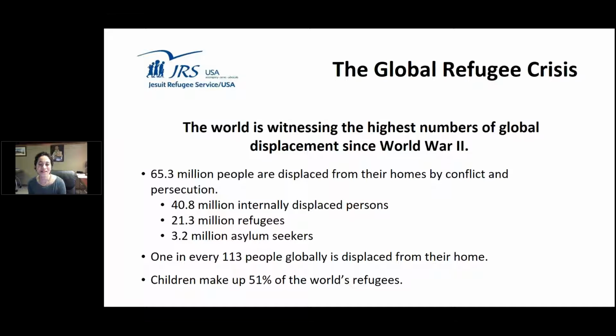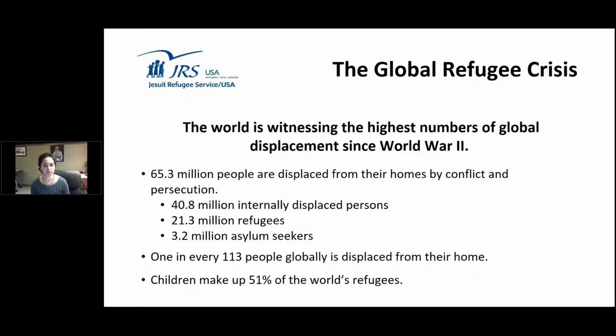So just to quickly again give you a sense of where we are with the global refugee crisis. Right now, today, the world is witnessing the highest numbers of global displacement since World War II. Compared to the numbers of individuals and families who were displaced primarily in Europe after World War II, we are seeing record numbers compared to that time.